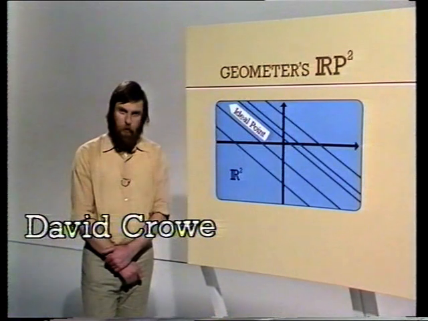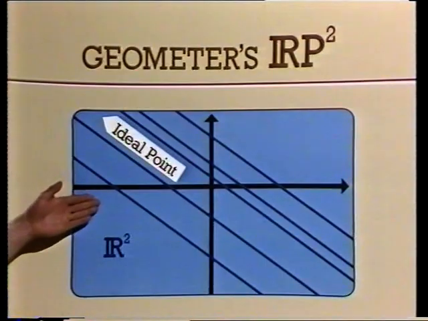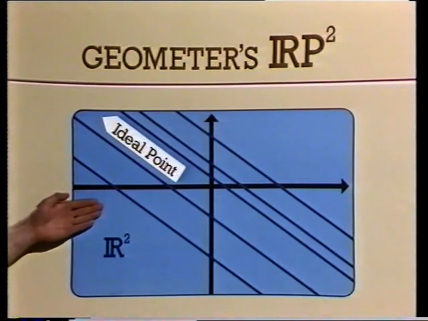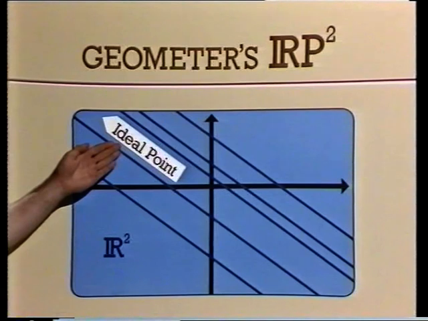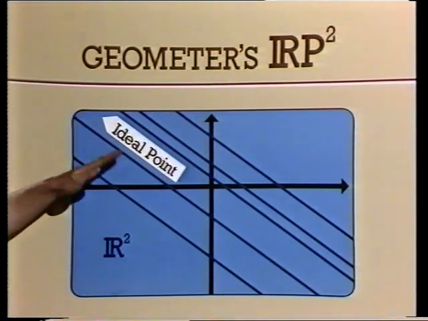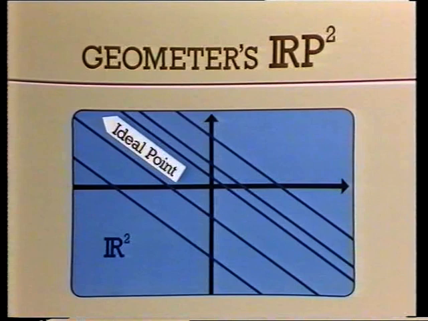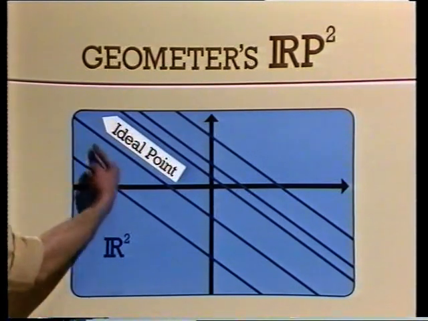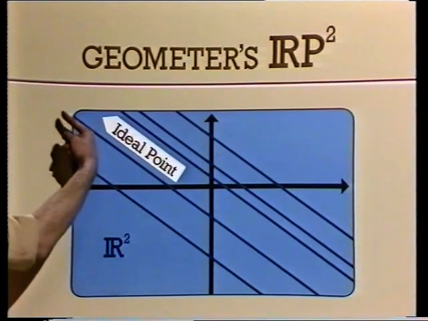Let's start with a reminder of how the geometer defines the projective plane. The geometer's model consists of the ordinary plane, R2, with some extraordinary points thrown in, the ideal points. And there's one ideal point for each direction in R2, each set of parallel lines in R2. In other words, all these parallel lines are regarded as meeting at infinity in an ideal point.